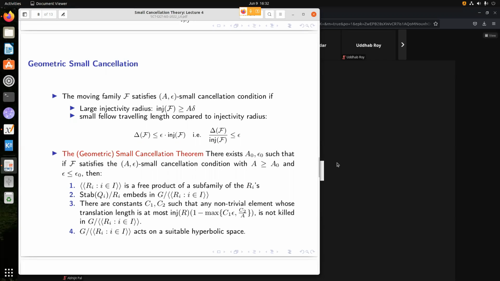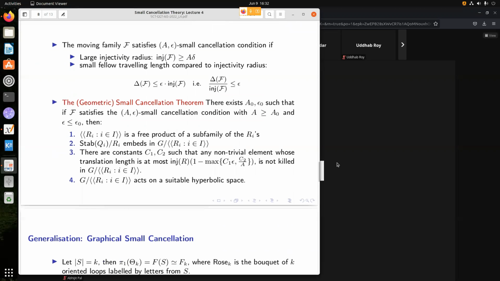So in more and more general contexts, the themes are remaining the same. What we are getting here is we are taking the same subgroup, the normal subgroup generated by R1, R2, Rn, and that is a free product of some of these Ris. So essentially the theme is remaining the same, and the quotient is hyperbolic. So that is generally what we are looking for in small cancellation theory in different contexts.